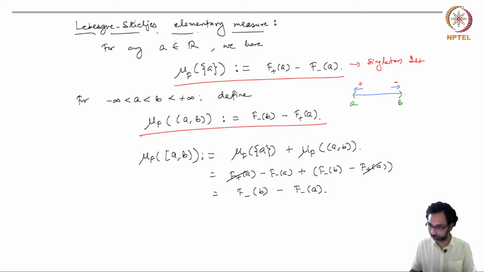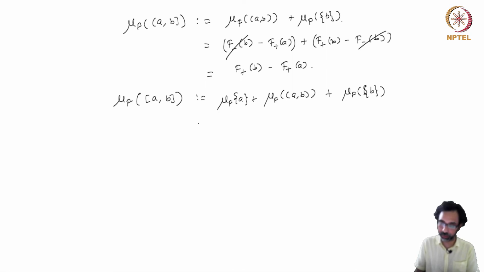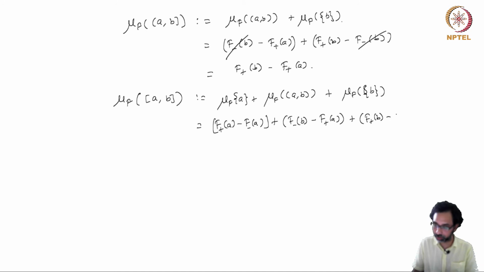So then I will just write down one more case, which is when both endpoints are closed. So this is again mu f of a plus mu f of the open interval (a, b) plus mu f of the singleton set b. So this is f plus a minus f minus a plus f minus b minus f plus a plus f plus b minus f minus b.